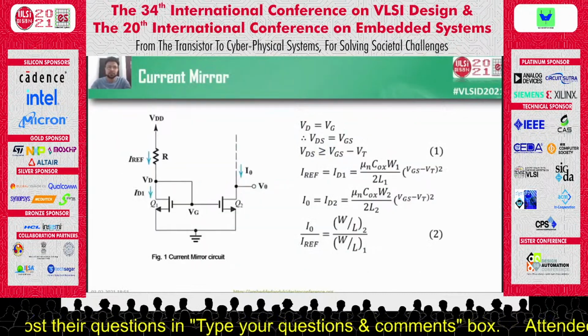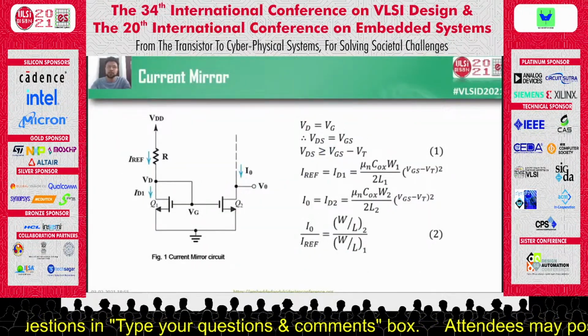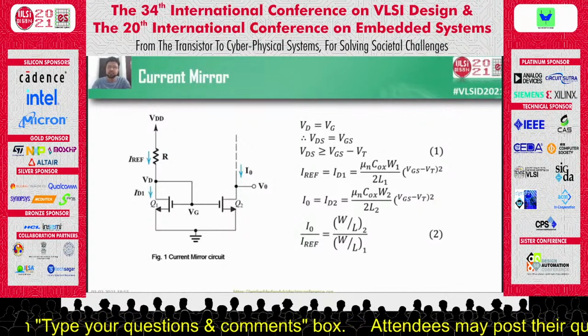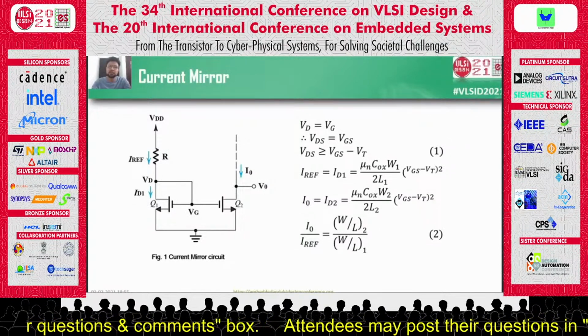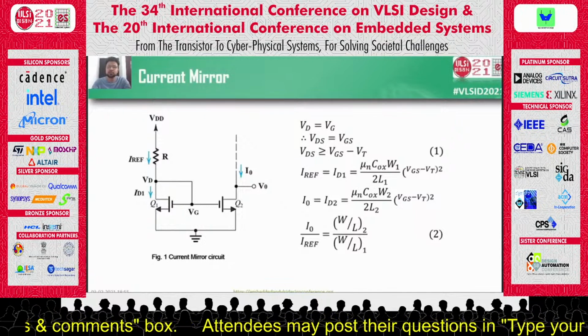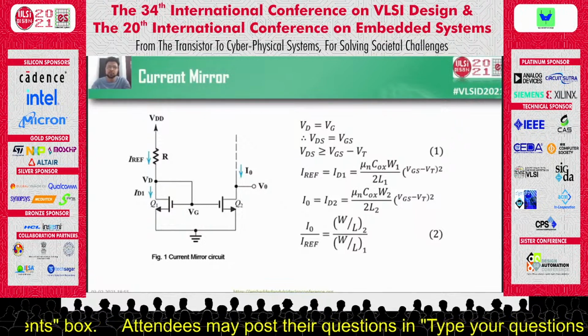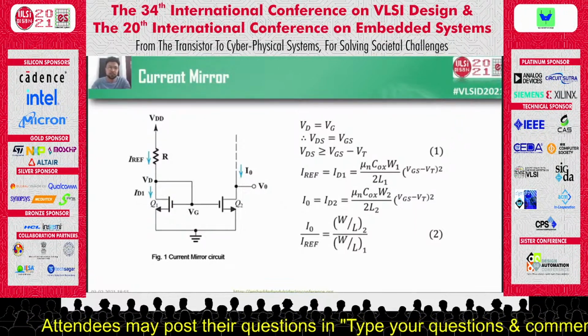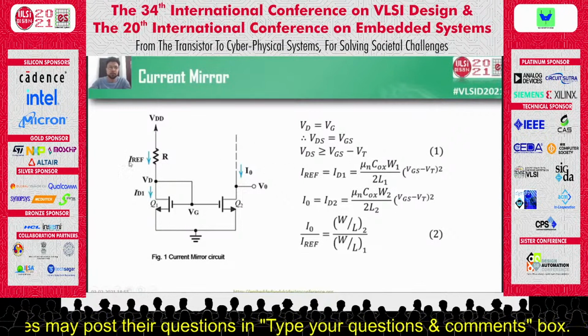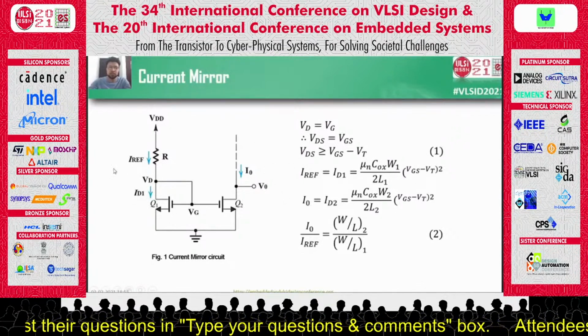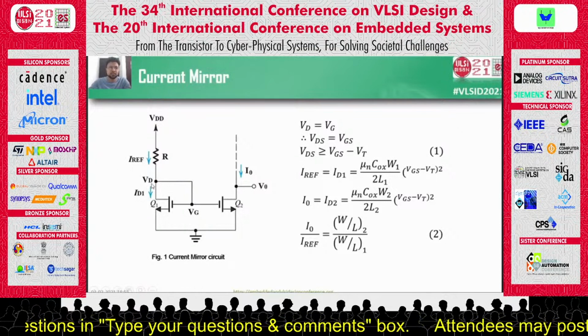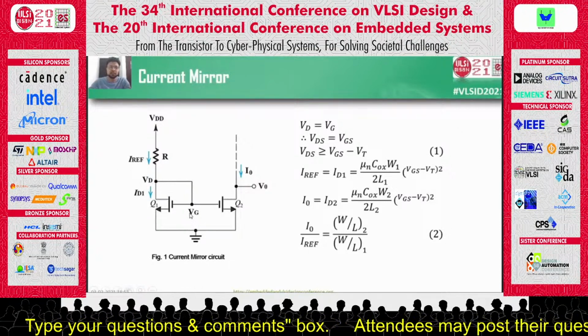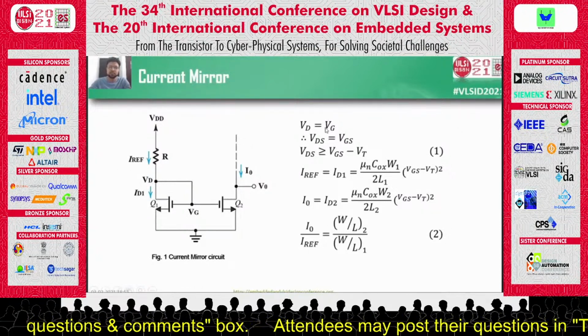The current mirror concept is basically used for the implementation of the internal structure of the current differencing buffered amplifier. The current mirror concept says that the output current should be the mirror image of the input current. As shown in figure 1, I naught is the output current and I reference is the input current. Here we can see that the drain terminal and the gate terminal are shorted, that means VD is equal to VG.